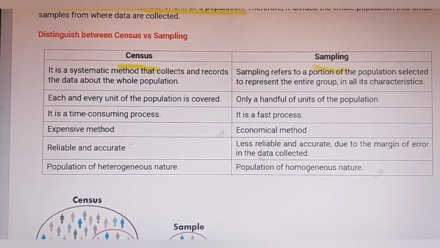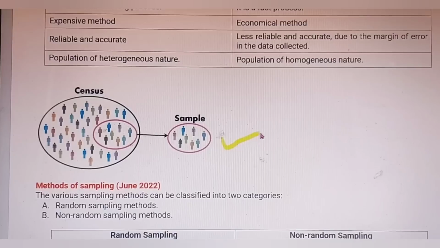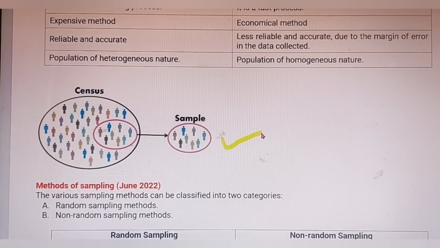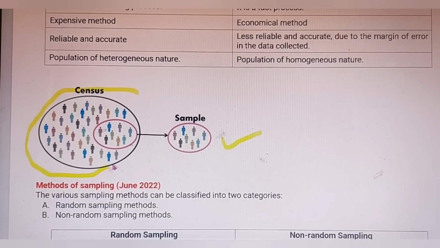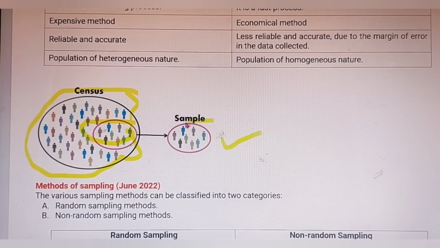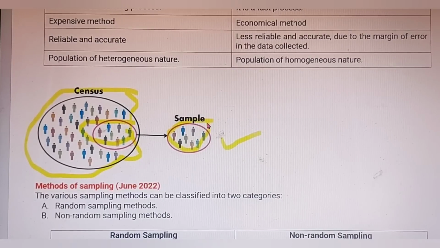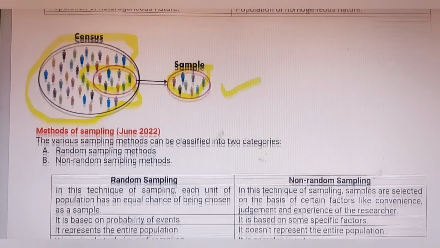Now you will understand this better by this diagram, it will make your concept crystal clear. Now this is census. Census is the whole population of India, and when we are considering a part of this population, that becomes a sample. So census is a broad concept, sample is a very narrow concept, and for research purposes we generally use samples.